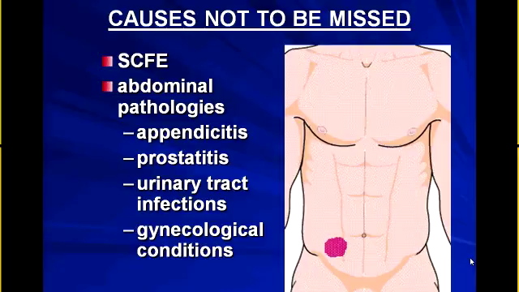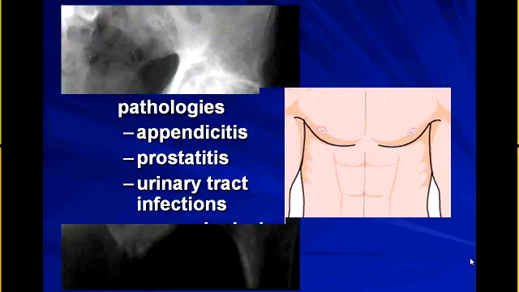So an obese adolescent presenting with anterior hip pain, we need to be looking at an x-ray because the x-ray is diagnostic. We need to also consider some of our abdominal pathologies, so appendicitis. So thinking of McBurney's point, halfway between umbilicus and the ASIS, when the patient is supine. Prostatitis, which is more in 50-plus-year-old males. Urinary tract infections, which are more common in females, and in this case particularly lower tract. Gynecological problems, and we've talked about those earlier.